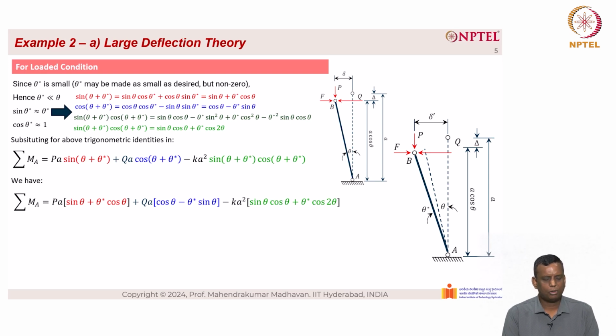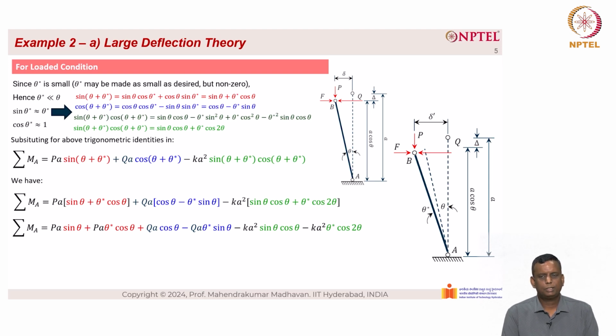So when we substitute all that, we get the following equations, which can be simplified further by expanding. So this becomes P_A sin θ + P_A θ* cos θ + Q_A cos θ − Q_A θ* sin θ − K_A² sin θ cos θ − K_A² θ* cos 2θ. By expanding this equation, we can separate out the terms corresponding to θ as well as θ*. So we segregate the terms that do not have θ* and the terms that have θ*.